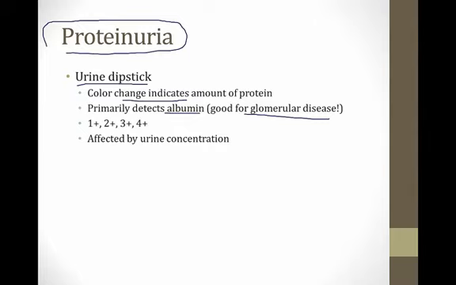We describe the urine dipstick proteinuria as 1 plus, 2 plus, 3 plus, or 4 plus to say how much protein there is. So glomerular diseases often have 4 plus protein, meaning there's a lot of protein in the urine. And the problem with the urine dipstick is it's affected by urine concentration. So if you're dehydrated, the concentration of the small normal amount of protein in the urine can go up and you can get a false positive.